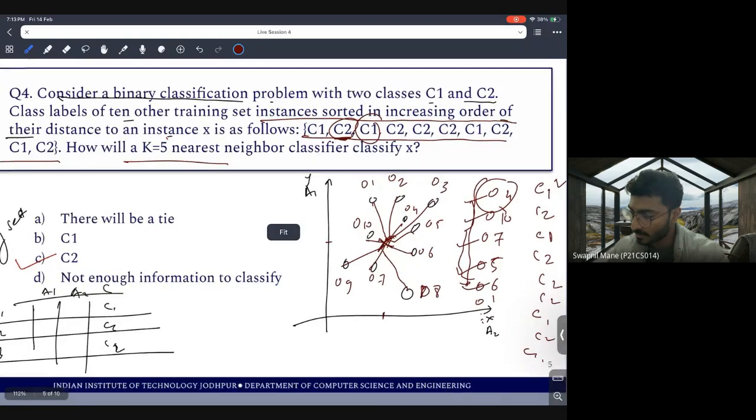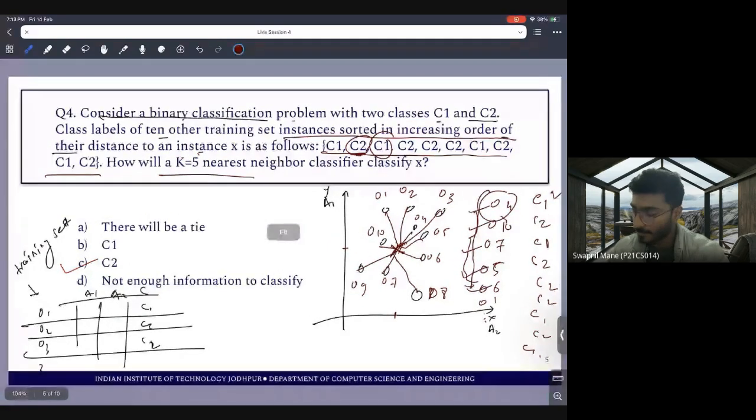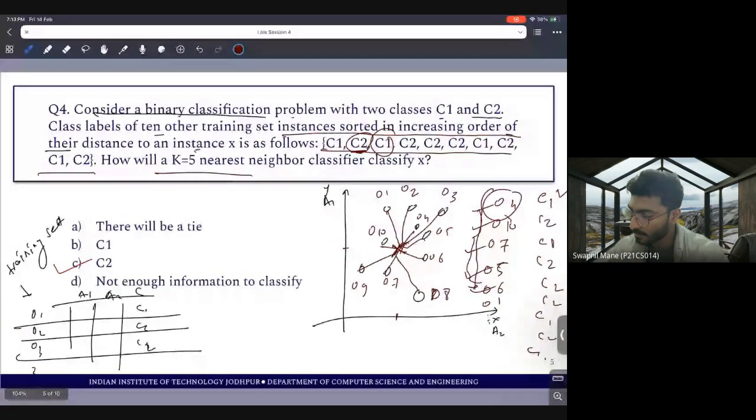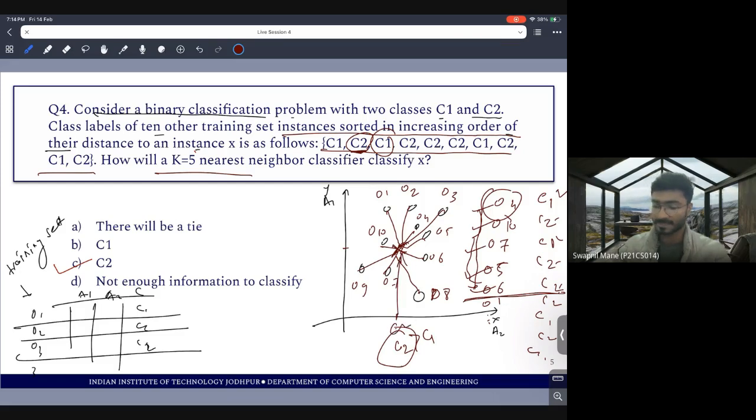C1, so we'll make it larger. C1 appears 1, 2, only two times. And C2, up to this, C2 appears 1, 2, 3, three times. So C2 is greater than C1, right? Among the five topmost nearest neighbors, that's why we are assigning the label C2 class to X2. That's why option C is correct.